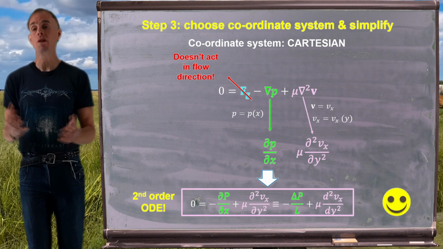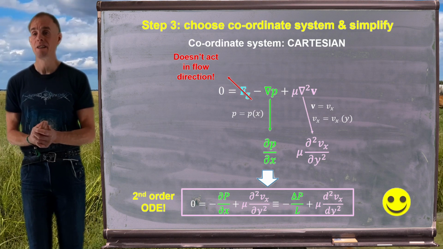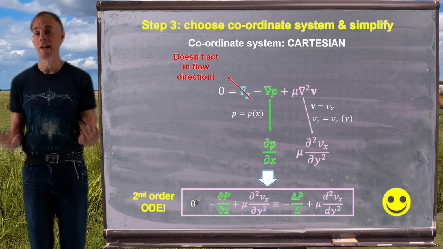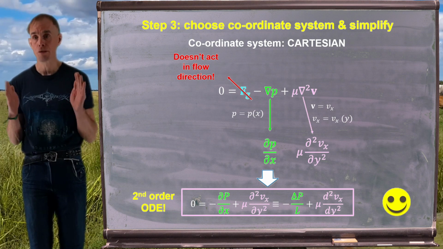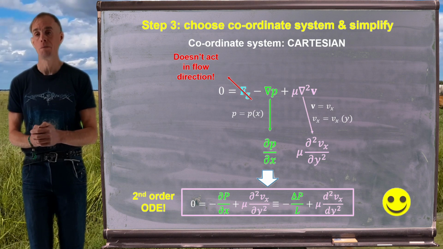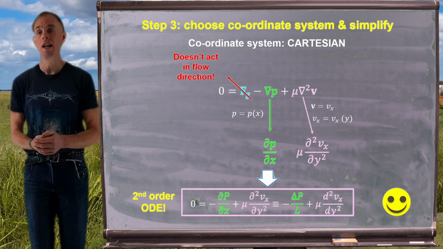I can simplify it one step further as well, because I can say that, well, minus dp by dx is approximately the pressure gradient I have in my flow. So if I'm looking at a geometry, let's take the pressure drop across that geometry, delta p, and divide that by the length of the flow direction, L.